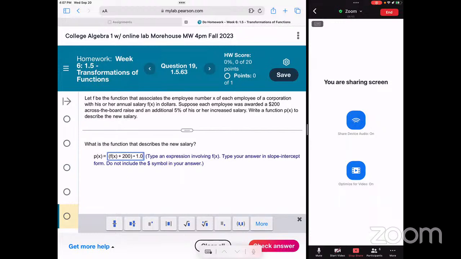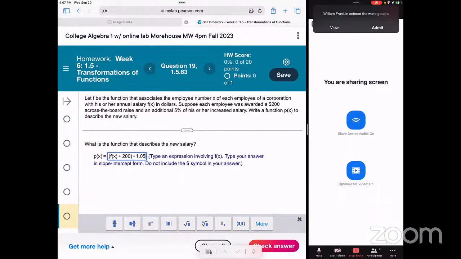So we can distribute and simplify those numbers. We're going to get 1.05 times F of X plus, now let me see, 10% of 200 will be 20, so then 5% would be 10. I feel like it's $210. I think that's it.